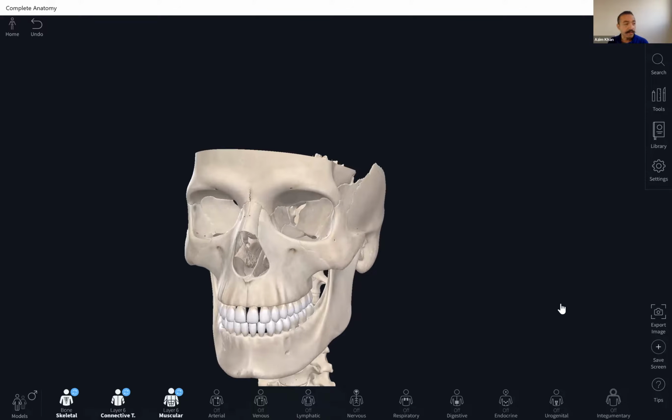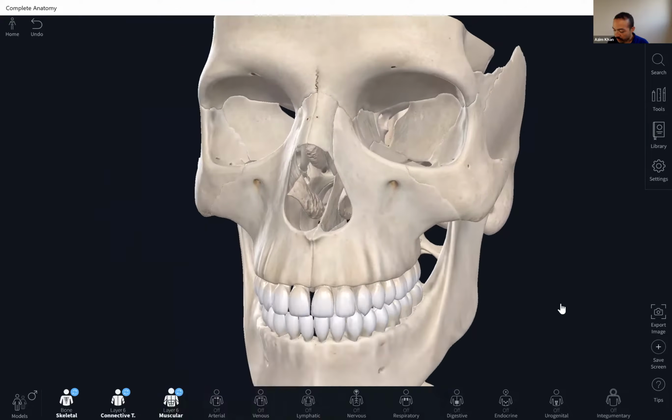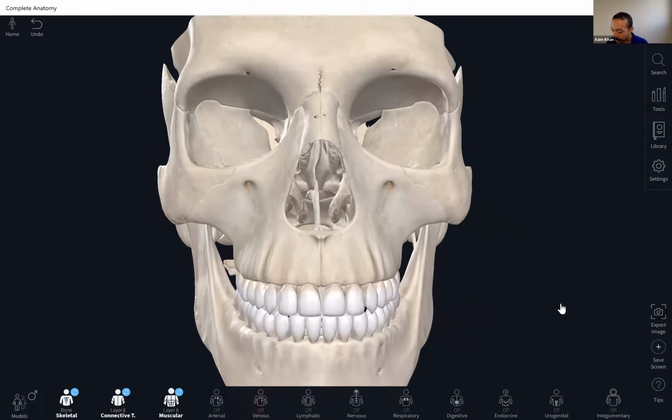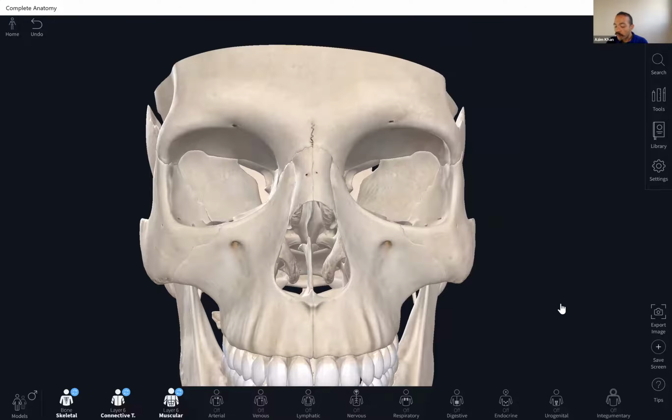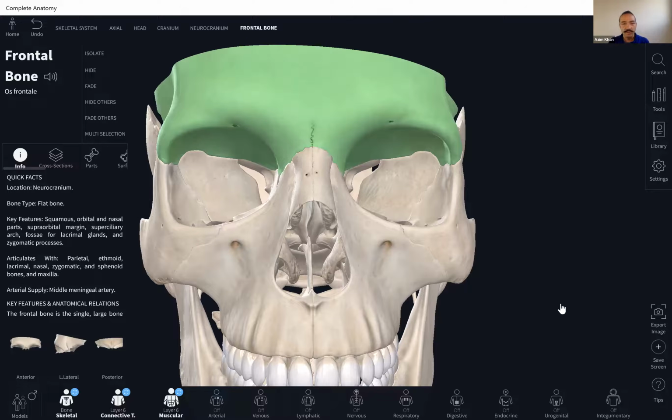All right, so we're looking at our semi-dissected skull here. Let's point out bones of the face first. The frontal bone kind of is in between cranial and facial, so we'll count this here. The frontal bone is also part of the face. It forms the superior portion of the bony orbit.